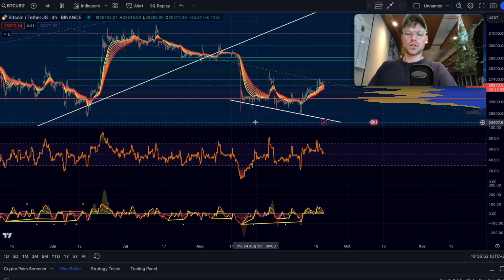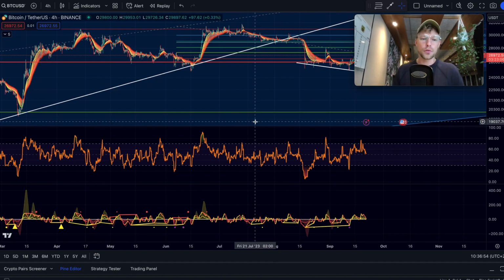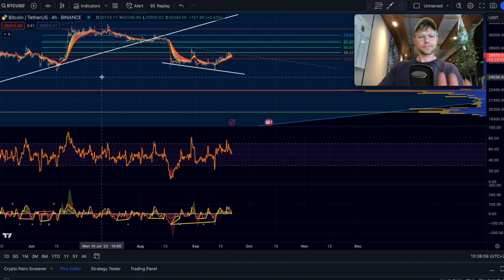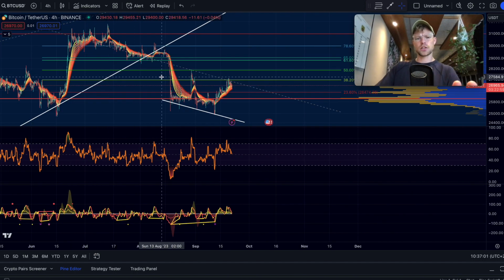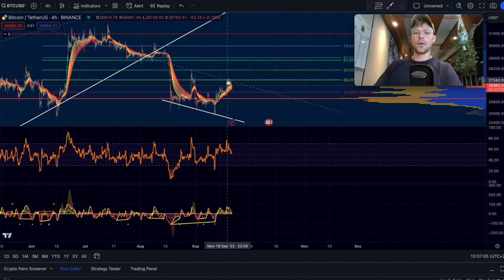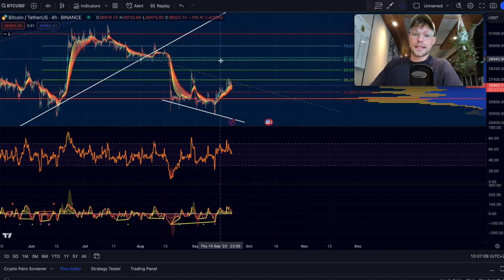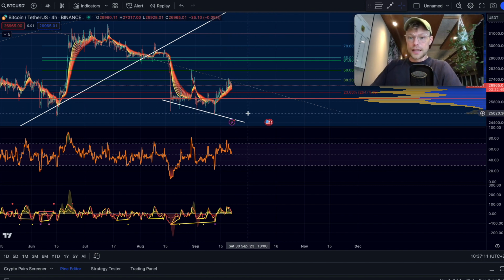I want to see more strength in order to get more confident, in order to throw more money into the markets. Right now I'm just leaning back a little bit, watching it from the sidelines. I have a big position in stablecoins right now, and I would expect, at least probability wise, that this thing will go to the downside.